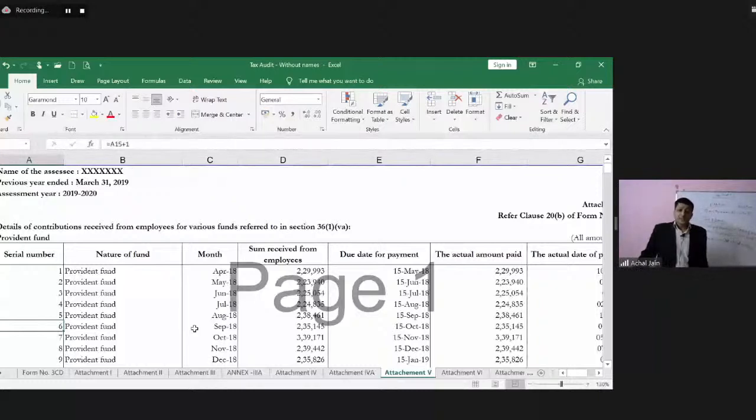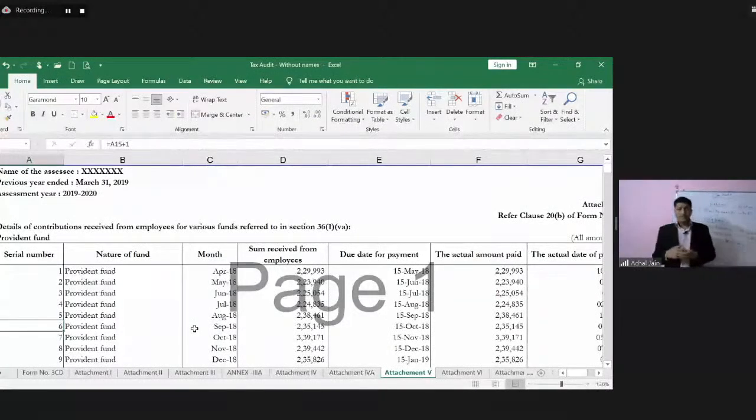And how would this be captured? This would be captured by looking at, first of all, the payroll records. So the auditor will verify the payroll records. From the payroll records, the auditor would get to understand from the monthly salaries what component comprises provident fund, and from that component of provident fund, what component comprises the contribution of the employer and what component comprises the contribution of the employee.